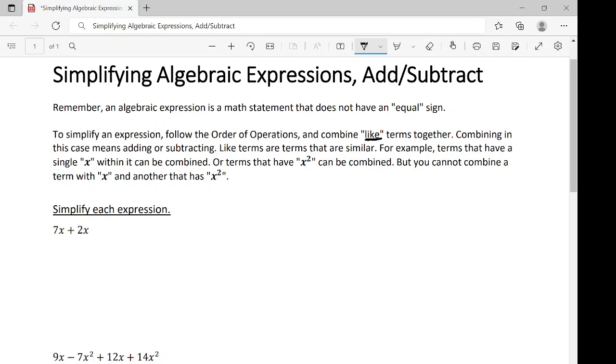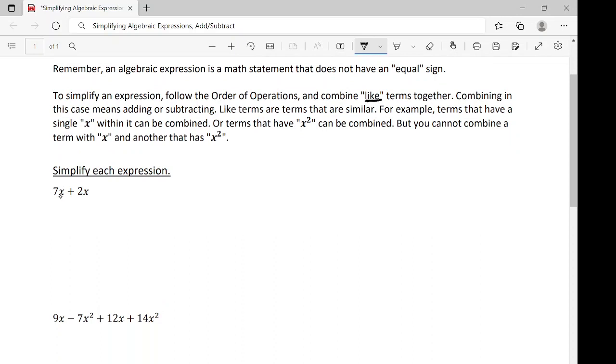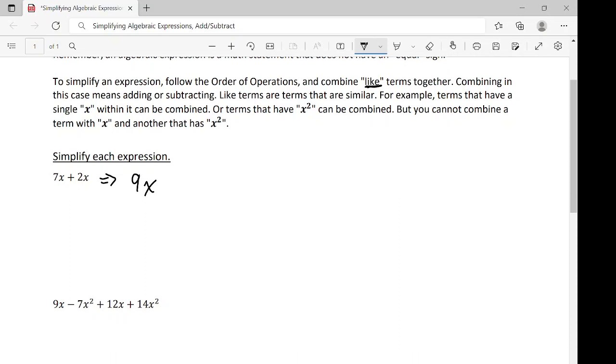So let's look at some examples. 7x plus 2x. Both terms have an x in common, so that means they are like. So we can just add their coefficients, 7 and 2 together, and we're going to get 9x. And that's how we combine those two. But that's a simple one. Let's do one a little bit more involved.